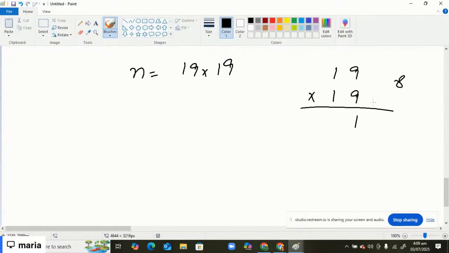9 times 9 is 81. Putting 1, 8 goes up. 9 times 1 is 9, plus 8 is 17. 9 times 1 is 9. 1 times 1 is 1. So it's 1, 6, 1, 2, 3. 361.